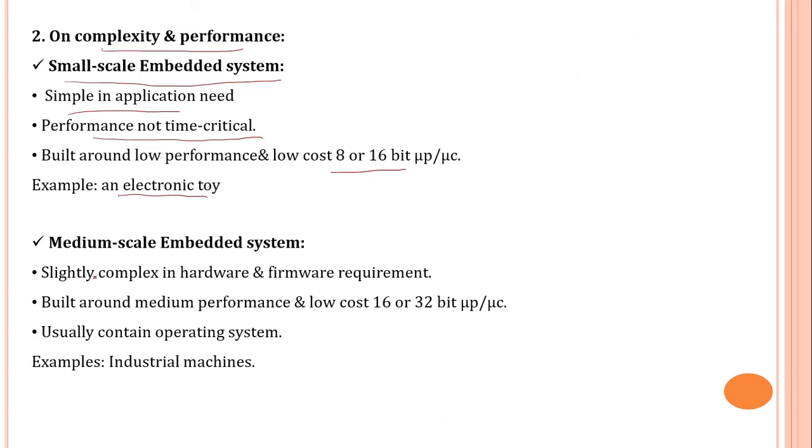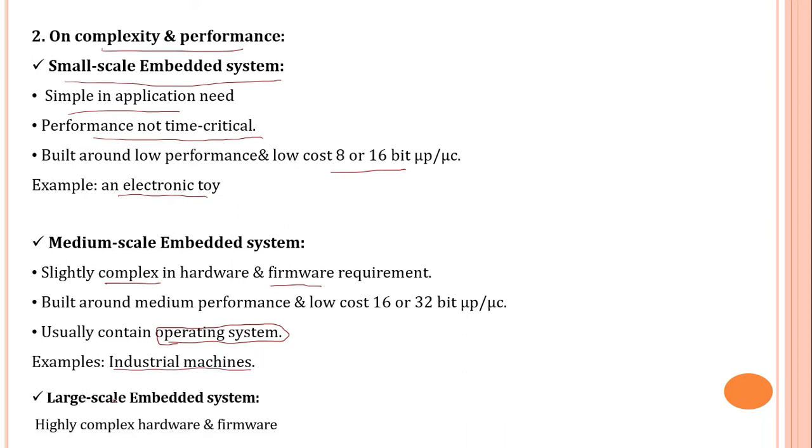Medium scale embedded system: slightly complex in hardware and firmware requirement. Compared to the small scale, the complexity slightly increases, and the firmware, that is the programming requirement, also increases because the application level is increased. Then, built around medium performance, the performance level also increases, and these are of low cost. 16-bit or 32-bit microprocessors are used in medium scale embedded system devices. Then they usually contain an operating system; the OS is present in the medium scale embedded system. Next, examples: industrial machines.